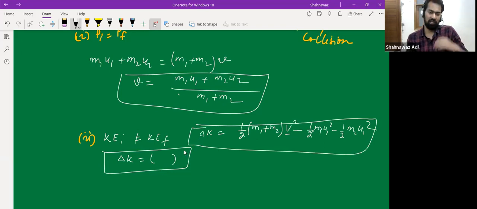So in a perfectly inelastic collision, in the question they ask you about the change in kinetic energy. So just remember that, right? And if you have the elastic collision, then you don't need to bother about this change in kinetic energy, right?